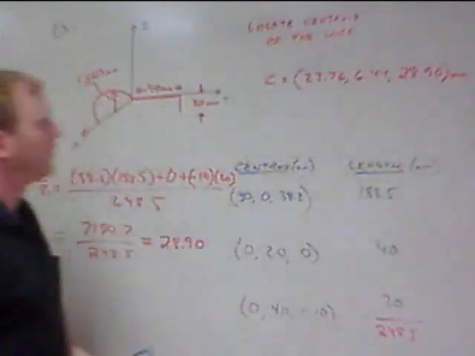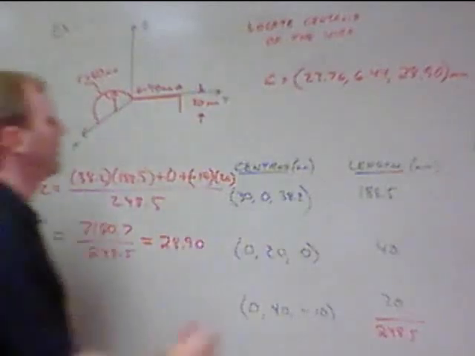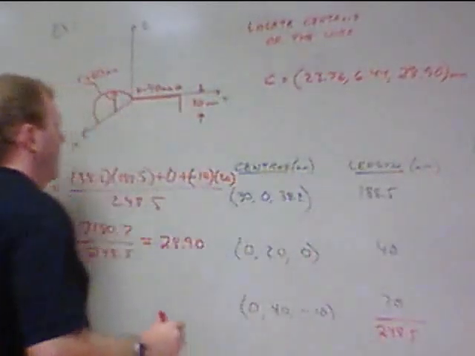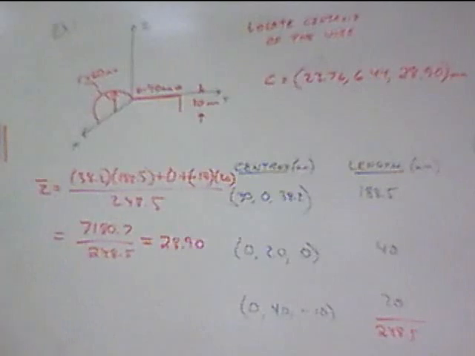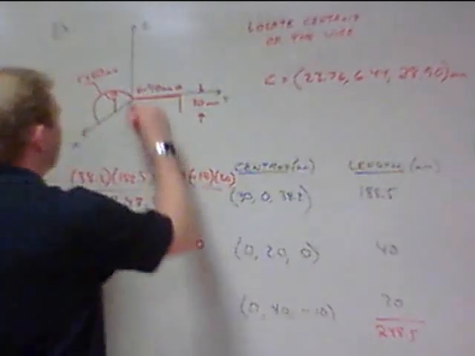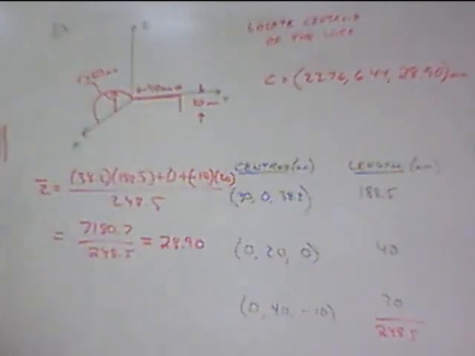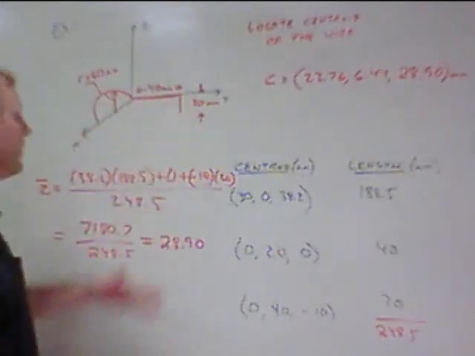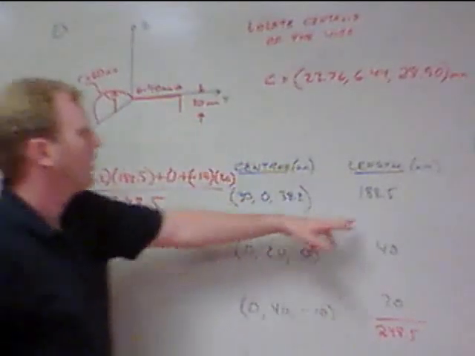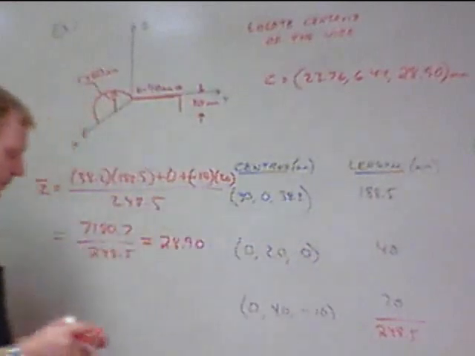And that's in millimeters. So 22.76, 6.44, and 28.9 in the z. So that's where our center of mass for this wire is. Okay, and you can find those just again looking at the individual pieces and then adding up those pieces as a weighted average with their length.